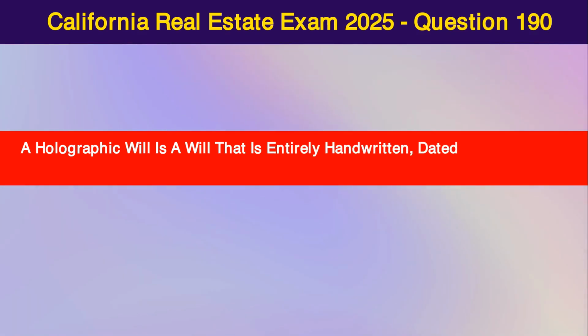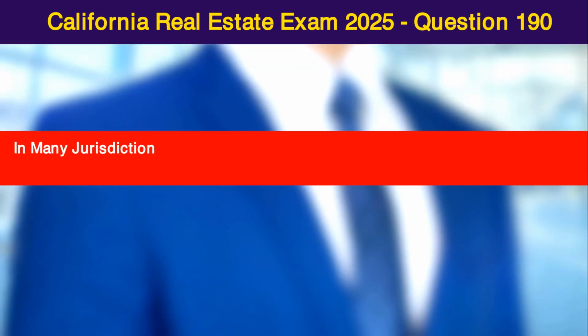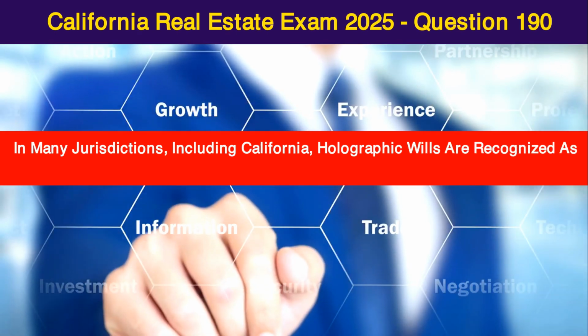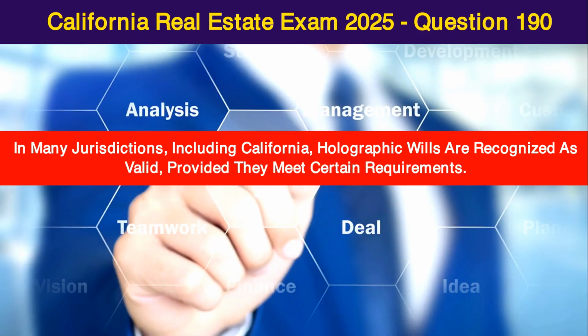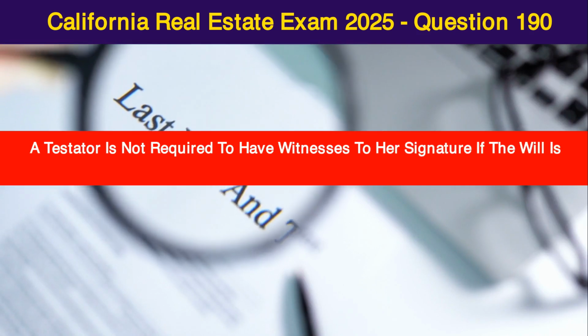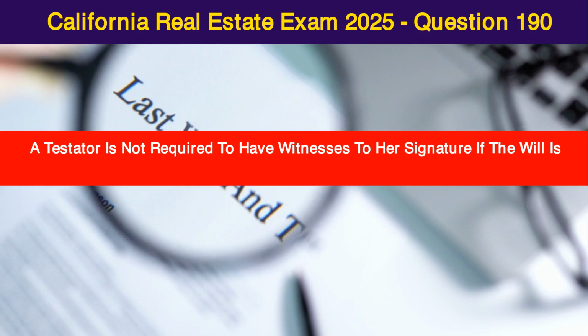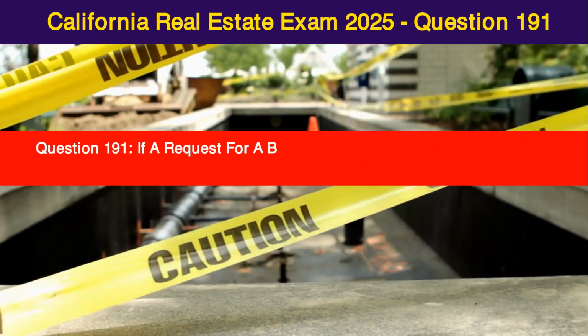A holographic will is a will that is entirely handwritten, dated, and signed by the testator, the person making the will. In many jurisdictions, including California, holographic wills are recognized as valid, provided they meet certain requirements. A testator is not required to have witnesses to her signature if the will is written, dated and signed in her own handwriting.